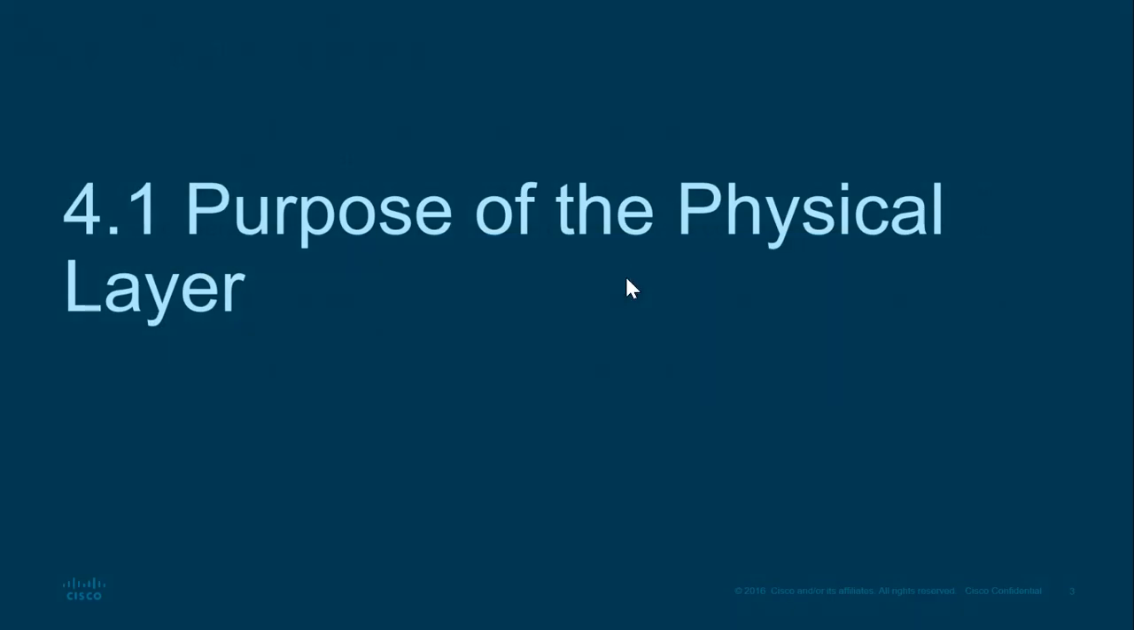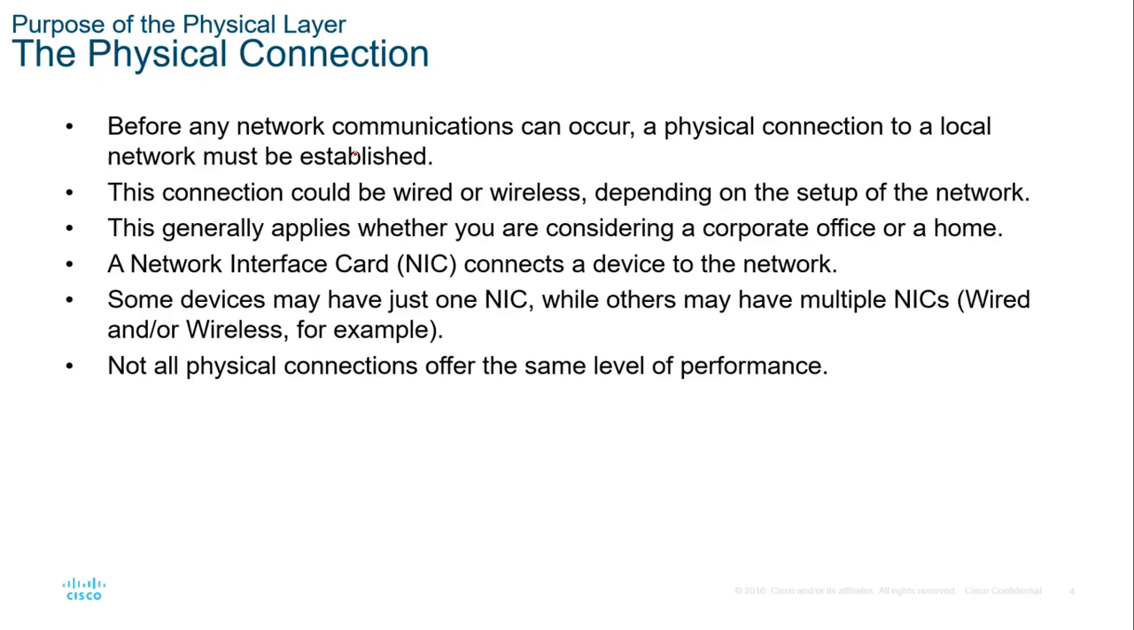So, purpose of the physical layer: before any network communication can occur, a physical connection to a local network must be established. It's a must. There must be what we call a physical connection for any communication to take place. This connection could be wired or wireless. This generally applies whether you are considering a corporate office or home. It depends on all the aspects of the network, whether it's small or big.